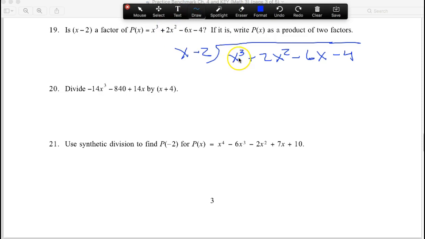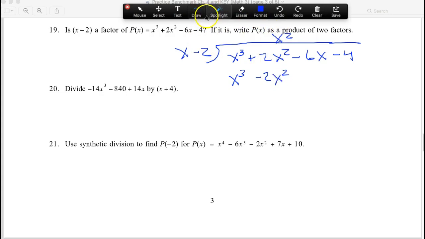x goes into x cubed. Well, x times x squared gives me x cubed. So when I write the term, I write it right here above my x squared term so that these line up. So I go x squared times x, and I get x cubed. And then I have to do my tag along. x squared times negative 2 gives me negative 2x squared.